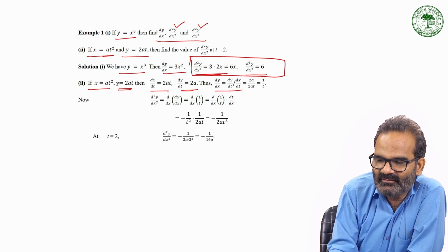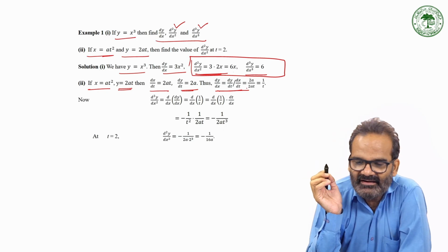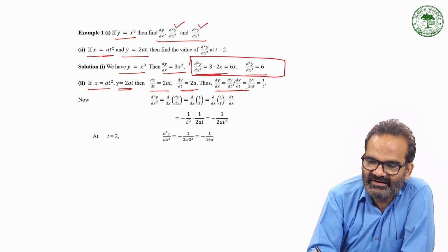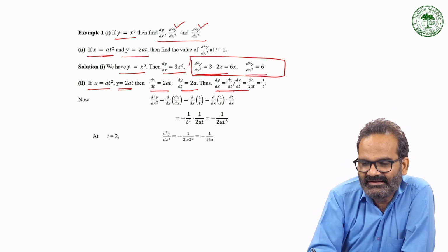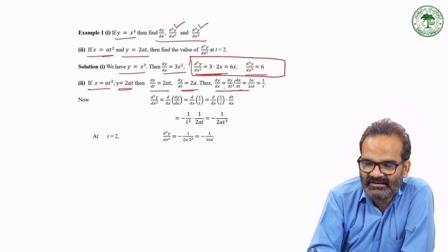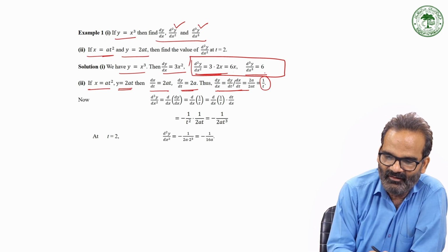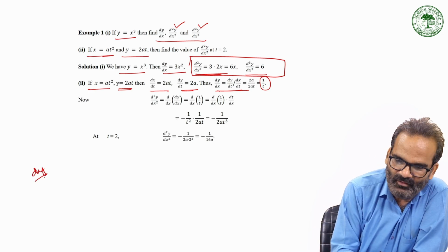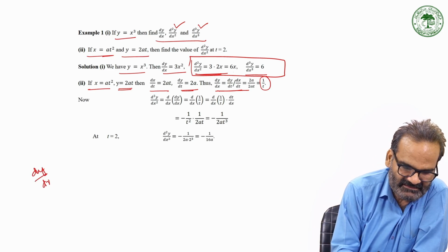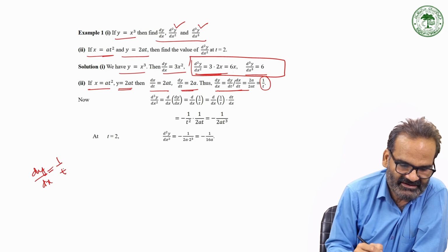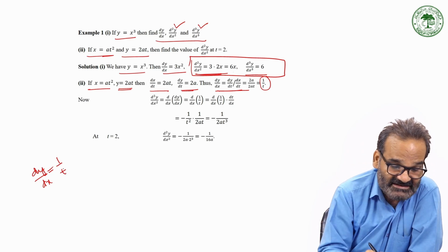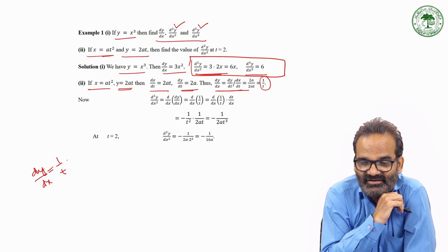And we know by the chain rule formula for parametric equations, dy over dx is equal to dy upon dt divided by dx upon dt. Substitute these two values, and you will get 1 upon t. Now dy over dx is equal to 1 upon t. This is now a function of t. This is not a function of x.